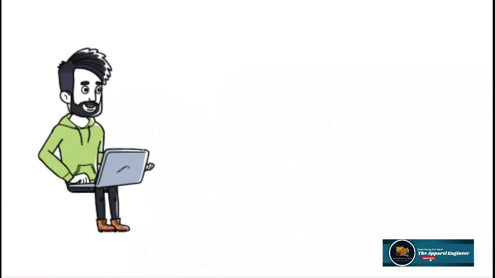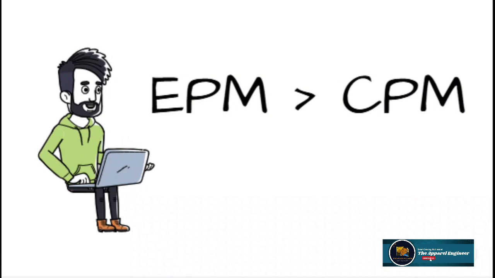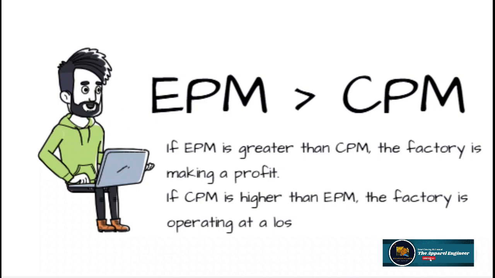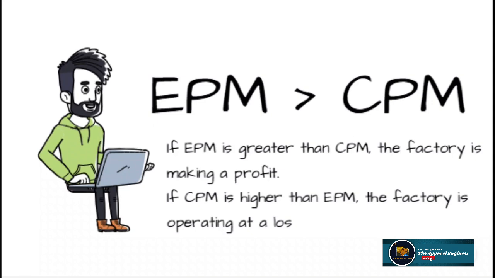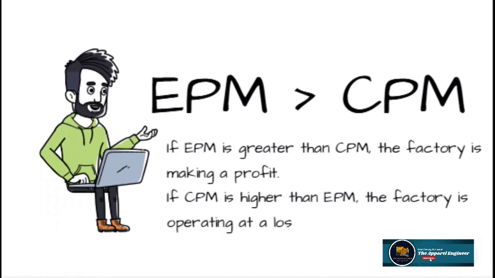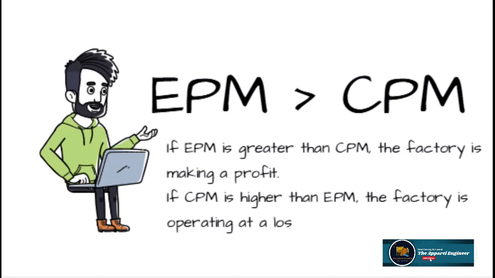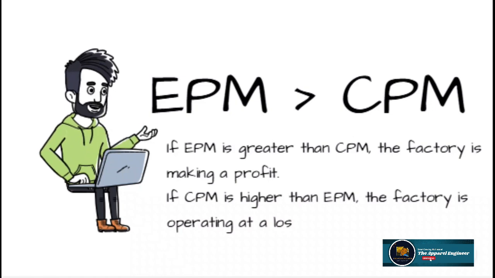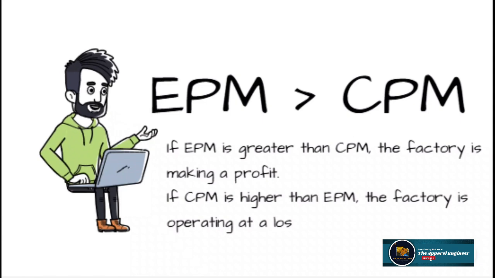To ensure financial stability, a factory must always maintain CPM, cost per minute, lower than EPM, earn per minute. If EPM is greater than CPM, the factory is making a profit. If CPM is higher than EPM, the factory is operating at a loss, which can impact long-term sustainability. By continuously monitoring and optimizing these values, factories can improve profitability.